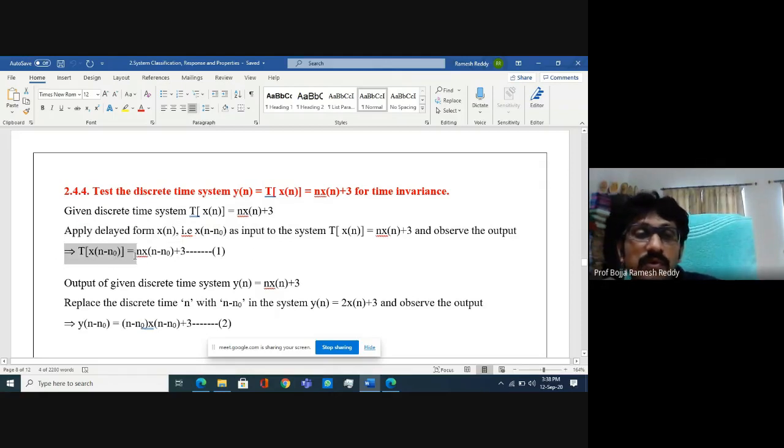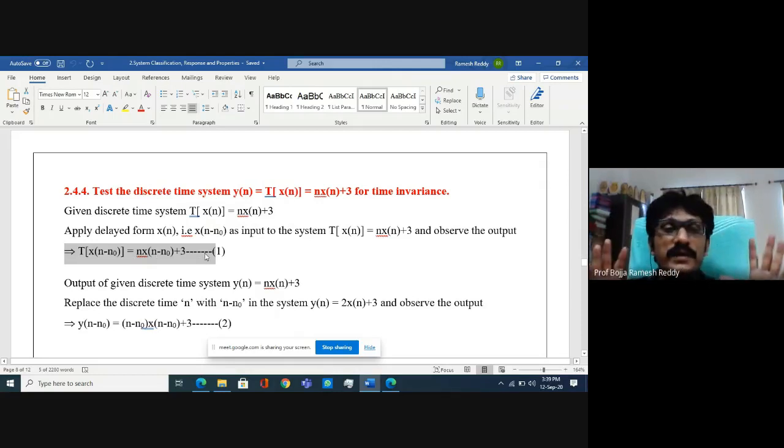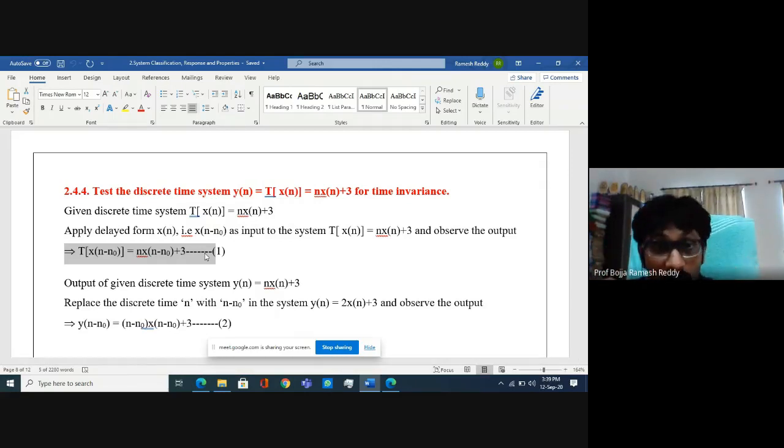Transformation of x of n minus n naught is equal to n into x of n minus n naught plus 3. Blindly we have replaced the input with x of n minus n naught. That is the delayed form of the input, the delayed form of x of n as input to the system.